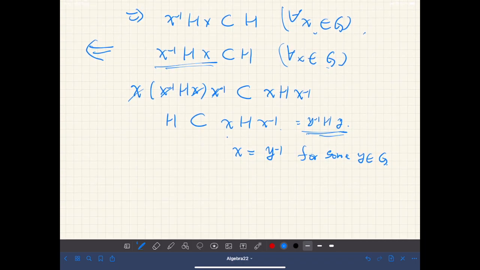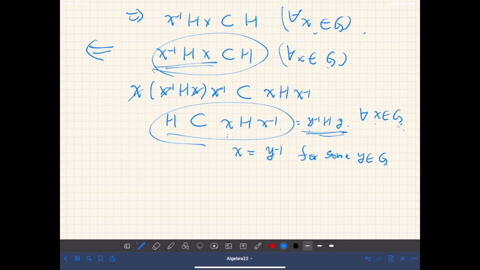So this is the same form as this one. But it doesn't matter whether we use x or y, because it's for all x in G. If we vary x over every element in G, then y varies over every element in G. So together with the assumption, this and this, it means H is equal to x inverse Hx, where x is any element of G. Therefore, H is normal. And we are done.